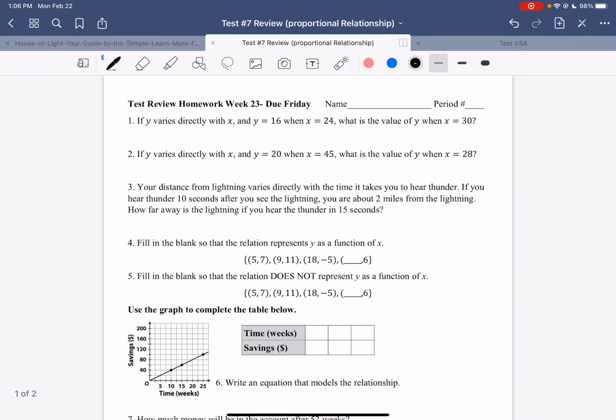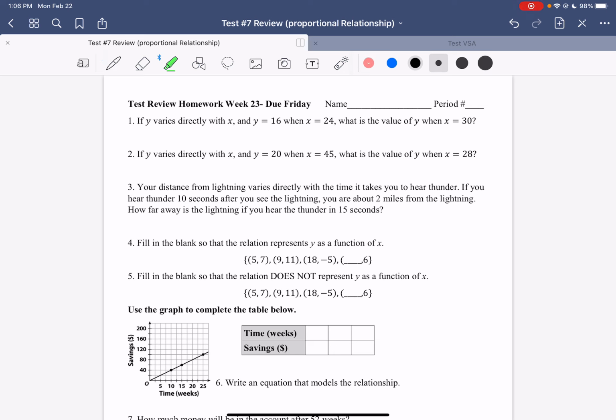All right, here is the test review for this upcoming test 7. And I just want to start with pointing out this phrase here, y varies directly with x. And so with that phrase, this is the green light for you to be able to set up a proportion.